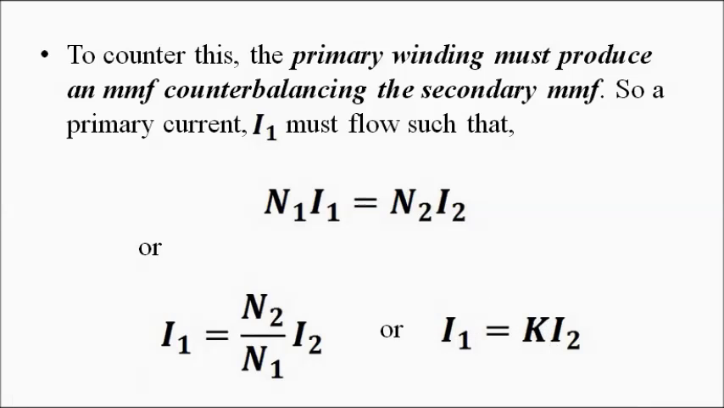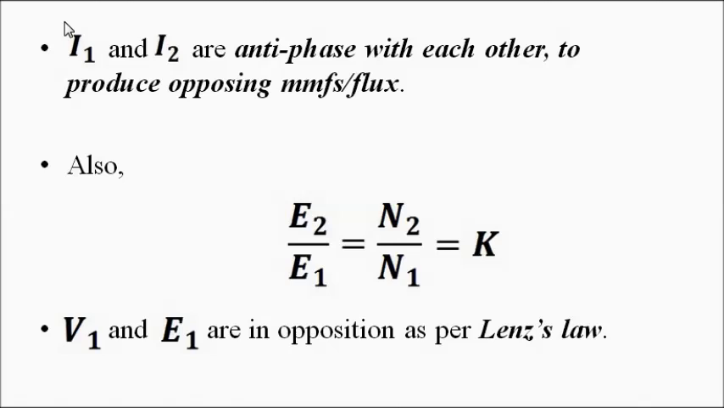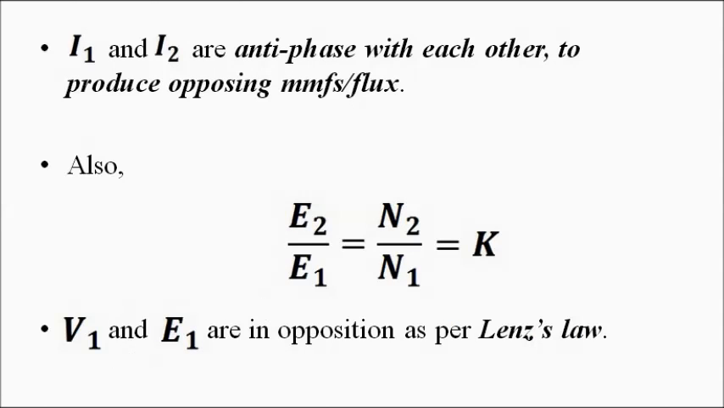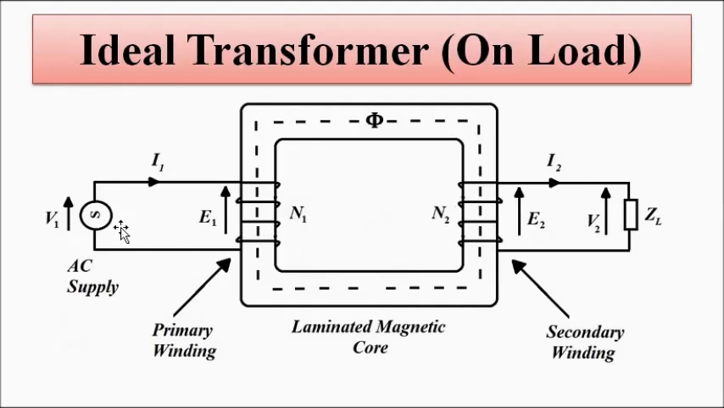But one thing is constant, that is I1 and I2 are anti-phase with each other with a phase difference of 180 degrees to produce opposite MMFs or flux, so that they exactly neutralize each other. And V1 and E1 are naturally in opposition as per Lenz's law.